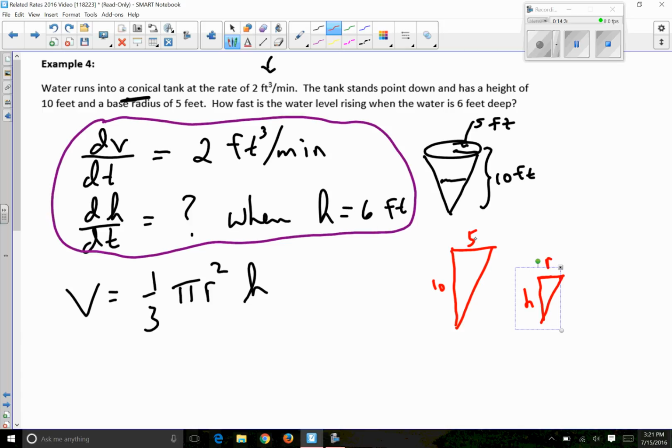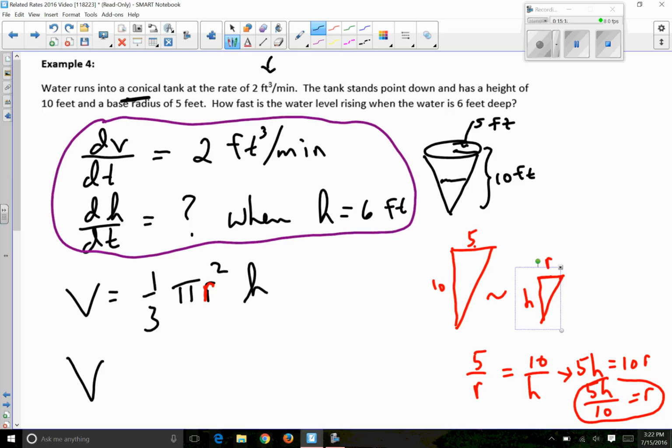But these 2 triangles are similar, which means corresponding sides are in proportion. 5 is to r as 10 is to h. These are corresponding sides of similar triangles. Since 5 over r has to equal 10 over h, that means 5h has to equal 10r. So 5h divided by 10 equals r. That means the r in this formula can be replaced with h over 2. This can be reduced to h over 2.